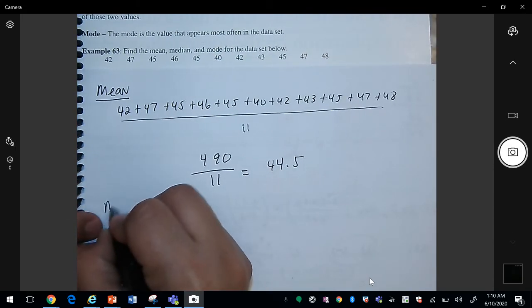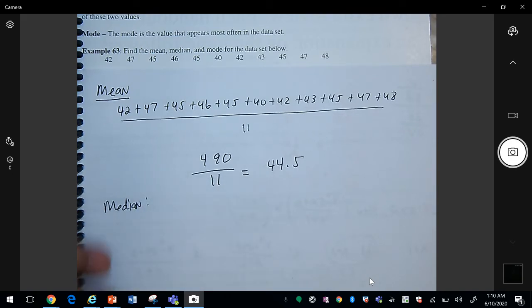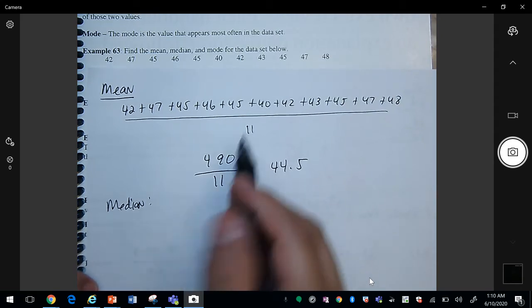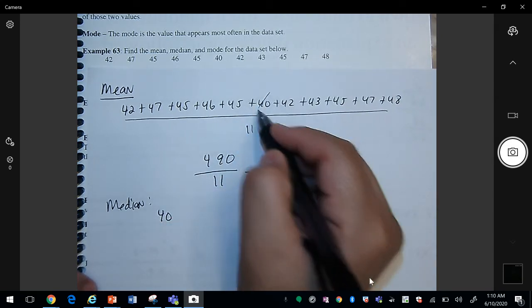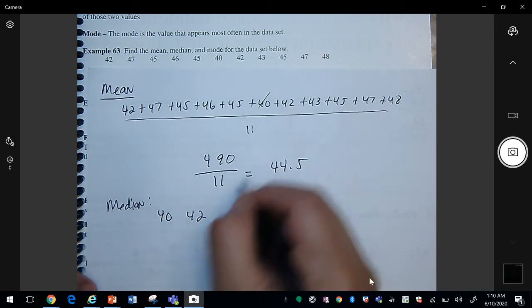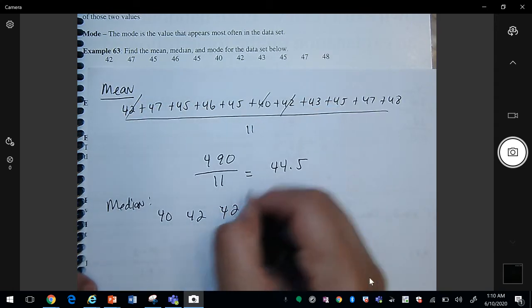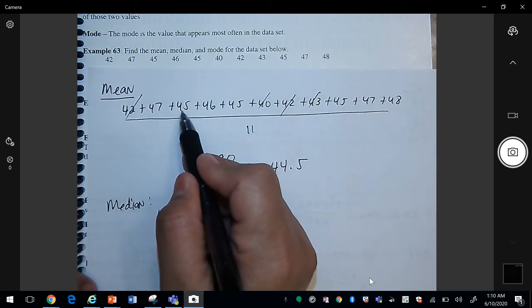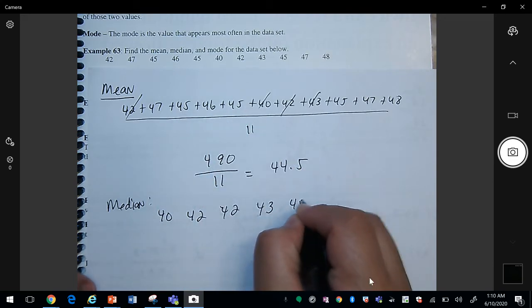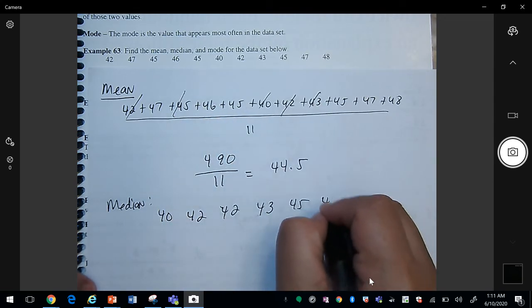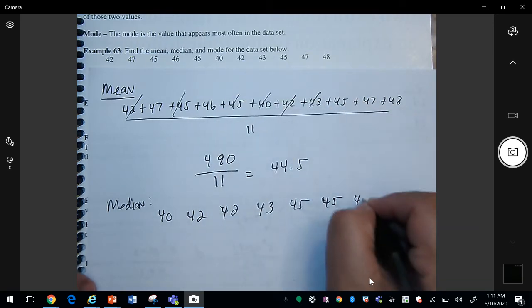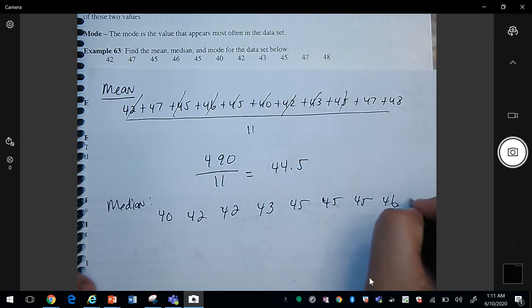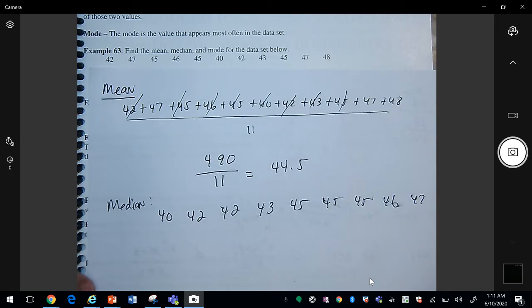The median, we must put in order from least to greatest. So here I have 40, 42, 42, 43. Then we have 45, 45, 45, 46, 47, and 48.